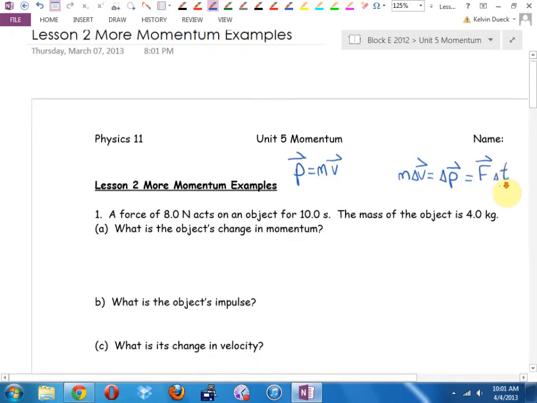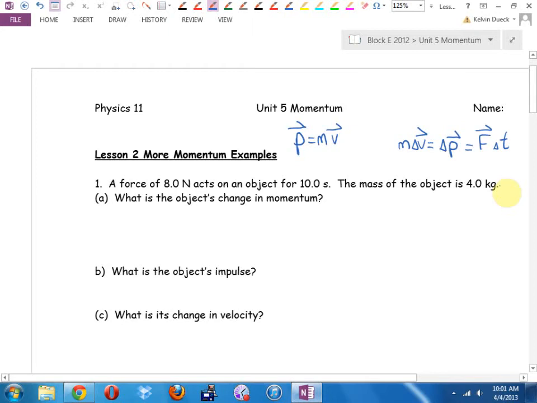Which one do you use? It all depends on which information they give me. So number one says, a force of 8 newtons acts on an object for 10 seconds. The mass of the object is 4 kilograms. What is the object's change in momentum? What's another word for change in momentum? Well, I'm either going to go mass times change in velocity, or force times change in time. Which one do you think in this question?